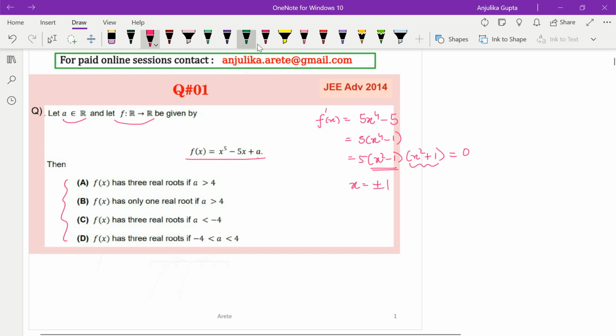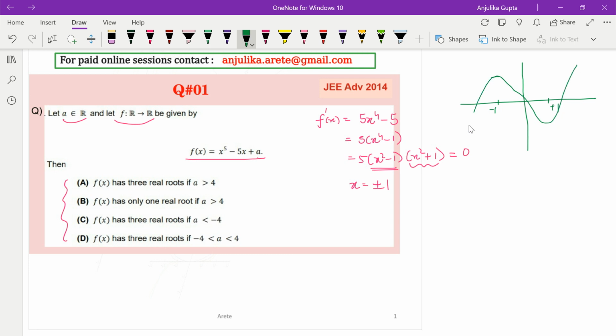What does it mean if the roots of f prime x are plus and minus 1? That means at plus 1 and minus 1, the derivative is 0. So maybe it looks something like this, something like this and something like that. That means my function can have at most 3 zeros. It can have one more zero than the number you have with the derivative. So from here you can conclude that f of x can have at most 3 zeros.